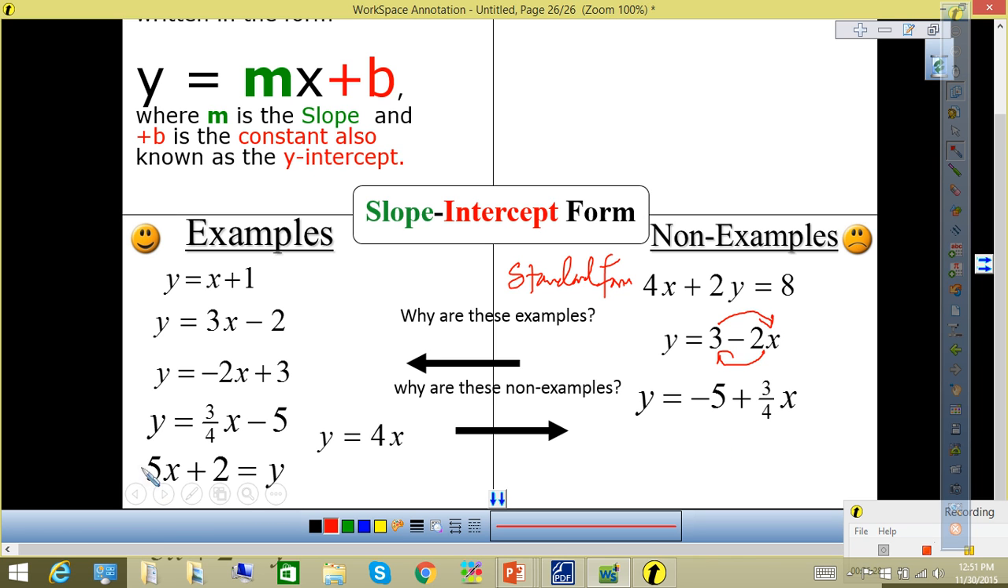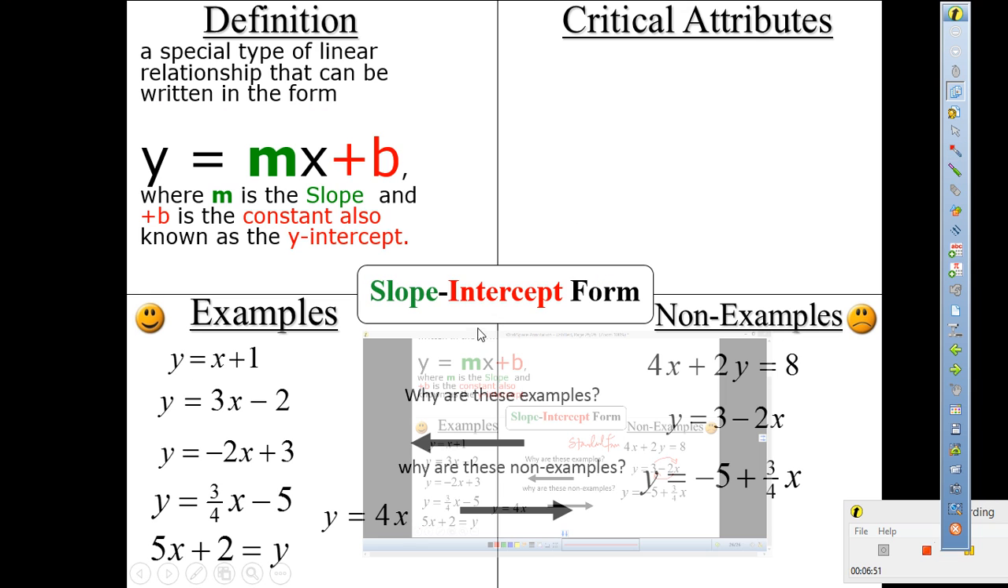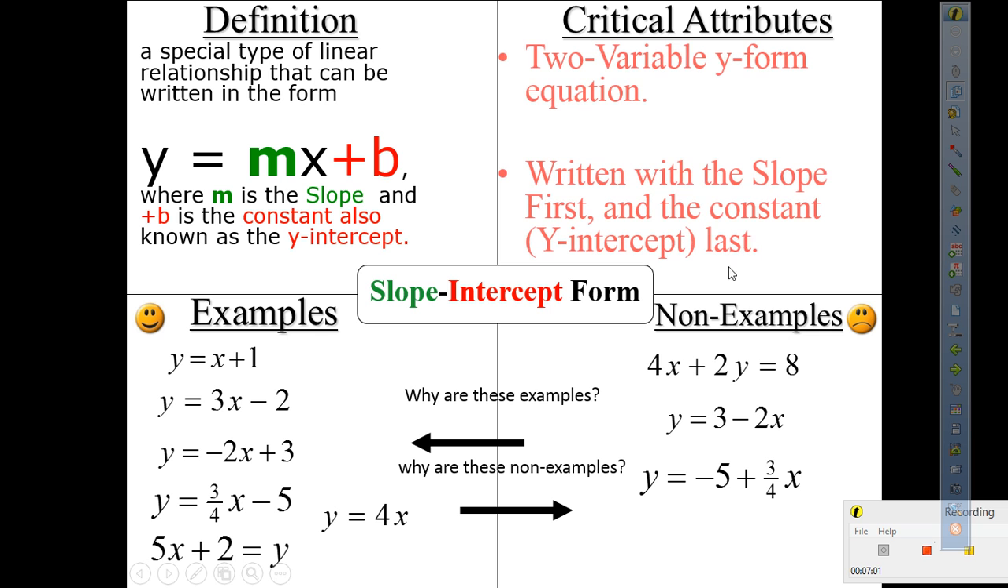Well, let's see. Let's read it from left to right. Does x come first? Yes, which is the slope, and then the y-intercept. So what is so important that for slope-intercept form, all of them have to be solved for what? Y, and they need to be in the form where the slope is first and the y-intercept goes last. So write those two as your critical attributes.